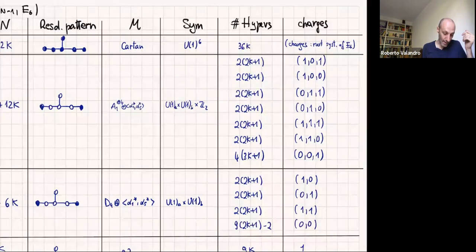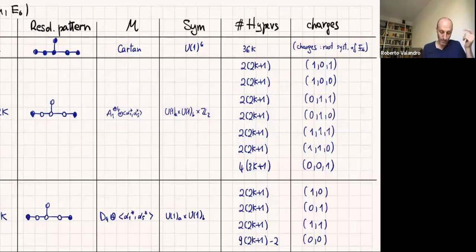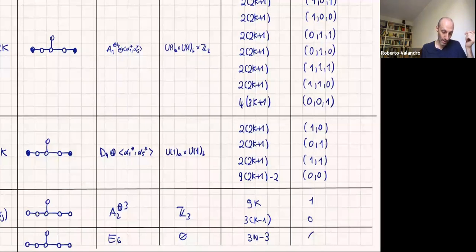The different end, you find the same resolution pattern, but with a D4 instead of A1 to the 4, so you don't have this discrete symmetry. Okay. And then there are the cases in which you have just a discrete symmetry, this is a Z3. Basically, this is because M in this case belongs to the maximal subalgebra of E8. Okay, and then you have this Z3 because the Coxeter ladder here is 3, and so on.